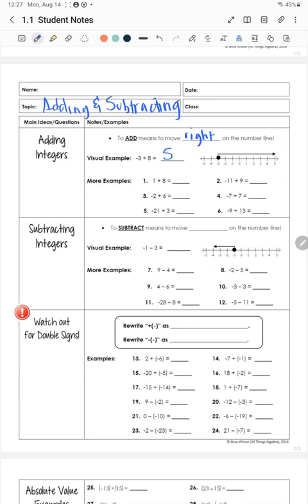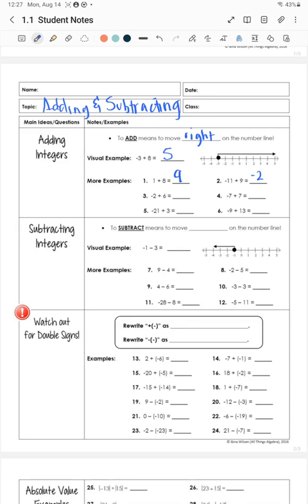Okay? So let's try that with some other examples. 1 plus 8. Well, obviously, if we start at 1 and we move 8 steps over, we would end up at 9. If we start at negative 11 and we move over to the right 9 steps, we would end up at negative 2. A number line would be a great resource to use if you need it to count.